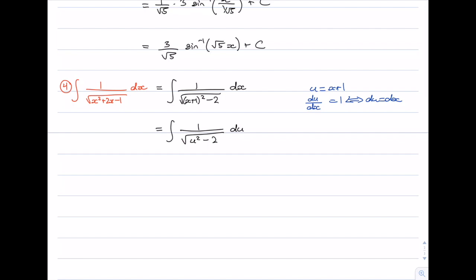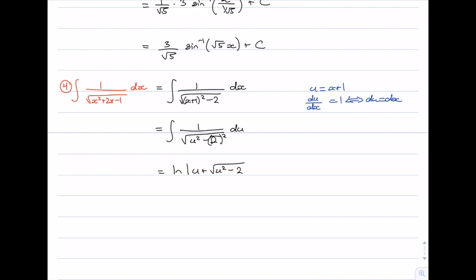What we could do is write this as the square root of 2 squared, just like we've been doing before, just to see exactly what our a is going to be. But I'm going to say it again, we don't have to do that. That's just for us to see clearly. After a few times, you won't even bother. So let's now evaluate the integral. That's going to be the log of u plus the square root of u squared minus 2.